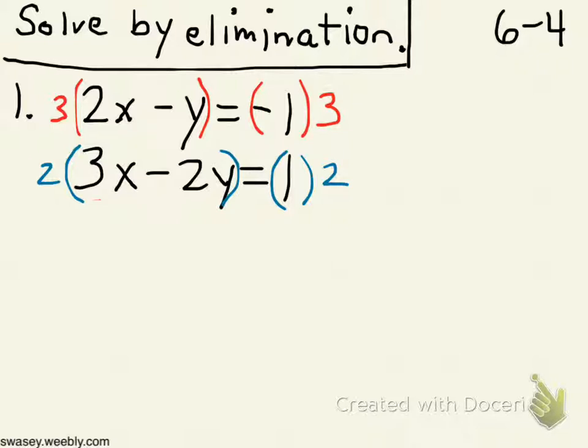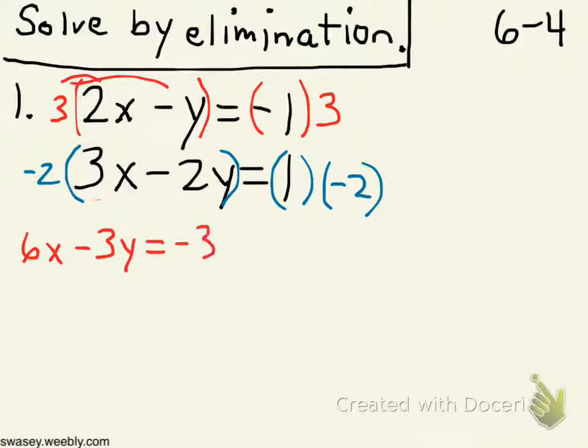Well, to begin with, we have both positive. So we need one of them to come out to be negative, so let's make the 2, instead of multiplying by positive 2, let's multiply by negative 2 on the second equation. Now we'll distribute. 3 times 2x gives us 6x. 3 times negative y is negative 3y. Negative 1 times 3 is negative 3.